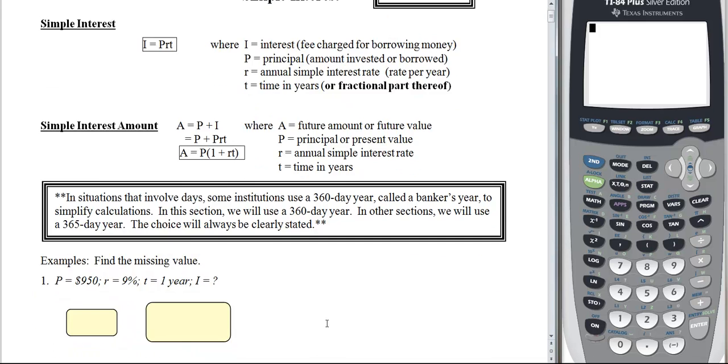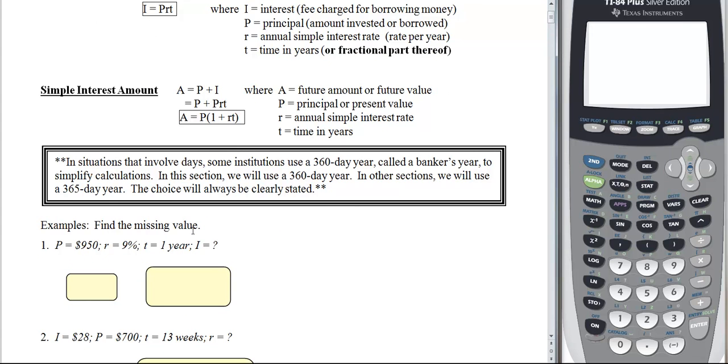So I've got some examples. First thing, find the missing value. They give me the principal, the interest rate, and the time. I have to go find I. So the formula that involves all of these particular variables will be the very first one. So that's another thing I need you to do. Indicate the formula that you're going to use, and in that formula, indicate what all your values are.